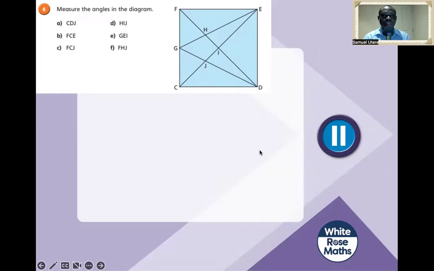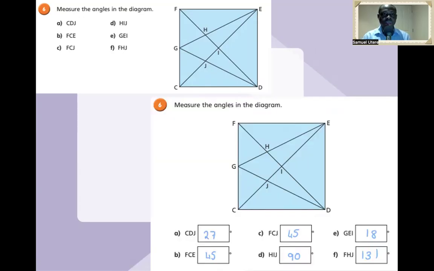Pause the video and answer question 6 in 3 minutes. Assuming you've paused the video and you've answered question 6, here are the answers. Here you were asked to measure the angles in the diagram.